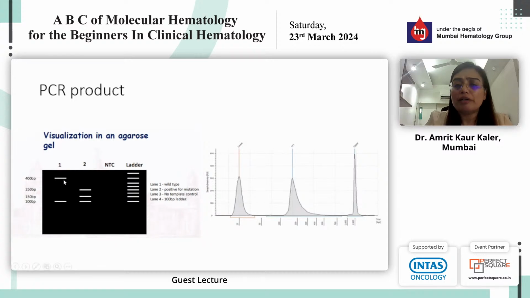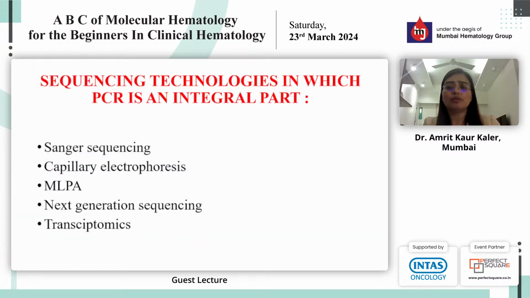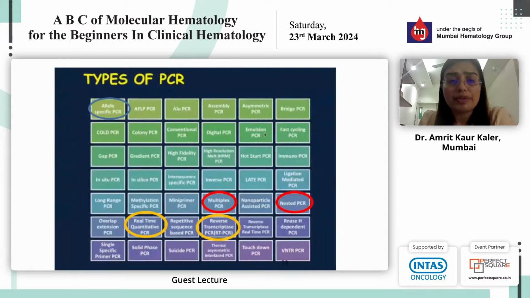So if it is 400 base pairs, and this is the 100 base pairs, it all depends upon the migration on the electrophoresis. Then this is a TapeStation, with which we can also measure the product. Now this PCR is used in all the different techniques: Sanger, electrophoresis, capillary electrophoresis, which is fragment analysis, MLPA, next generation sequencing, and even transcriptomics, and all different types.